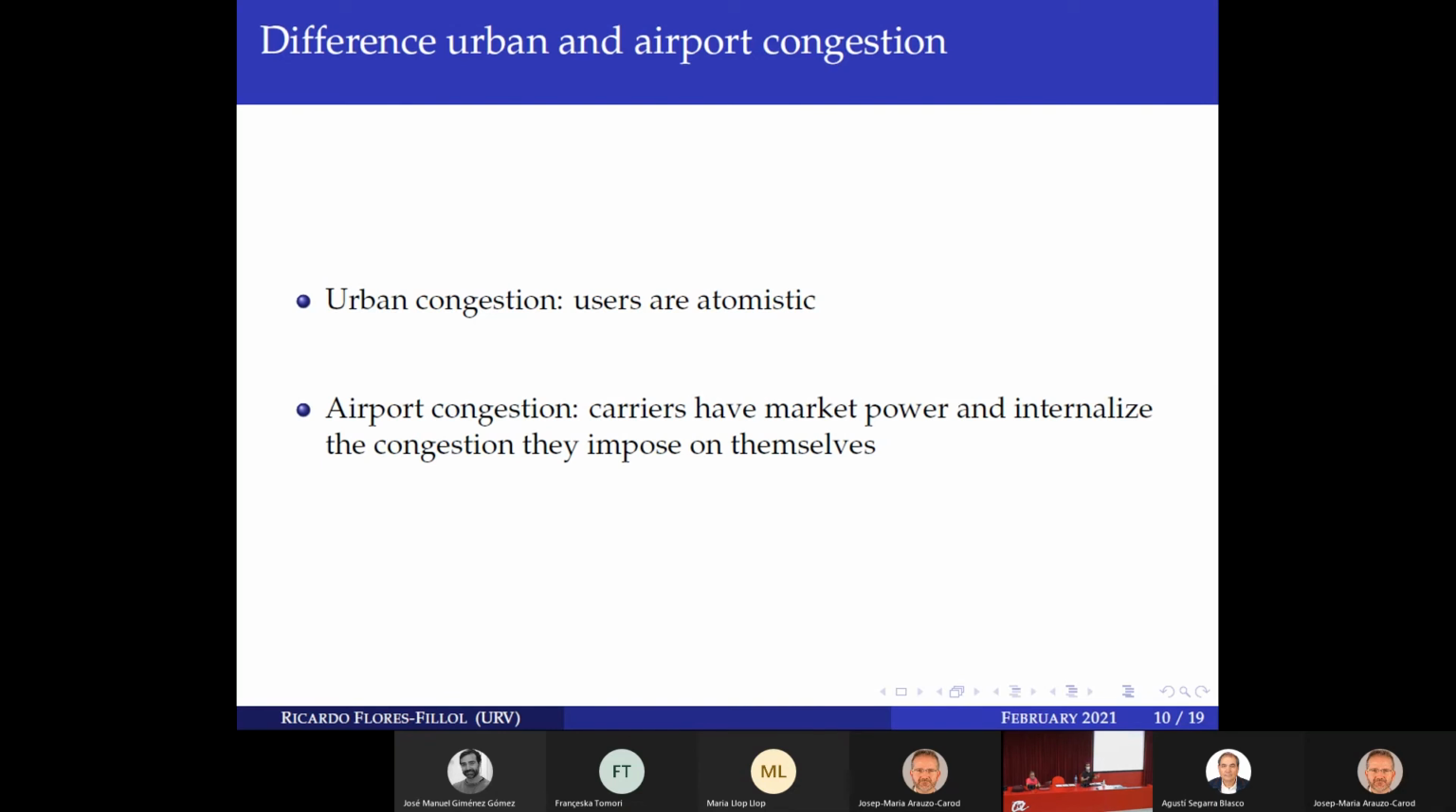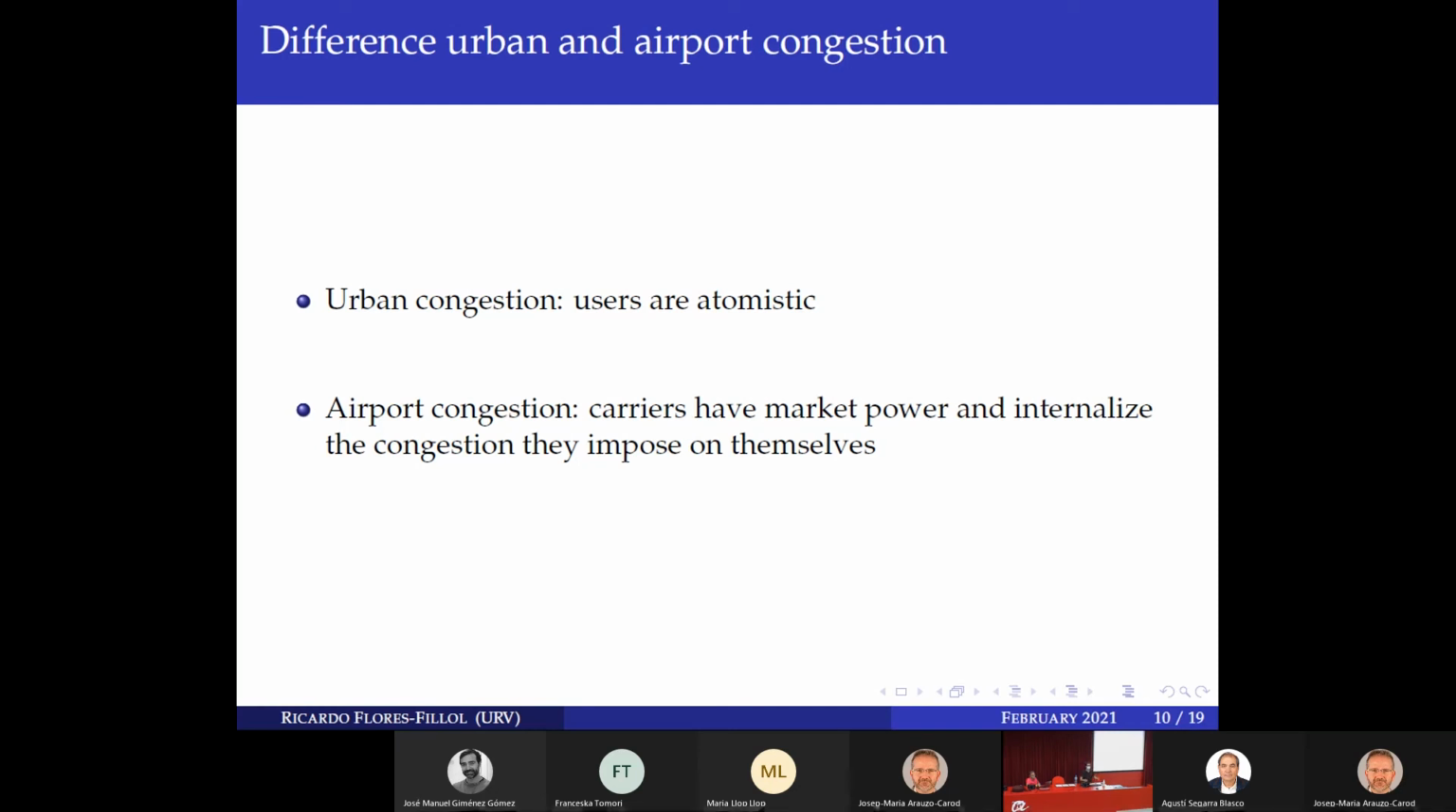In airport congestion, you have big operators. So this is like comparing a perfect competition with an oligopoly. Here you have market power, so you have few carriers, few airlines operating in an airport. And they don't want to harm themselves, right? So in airports, we have this phenomenon of internalization.